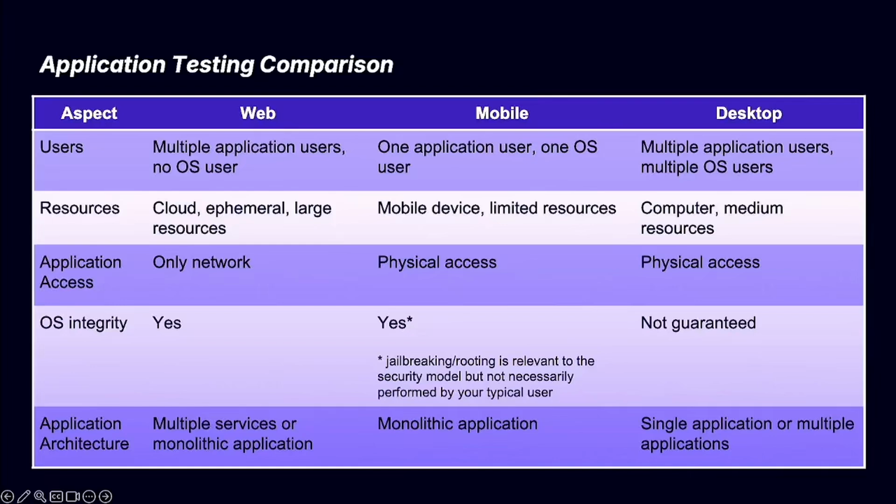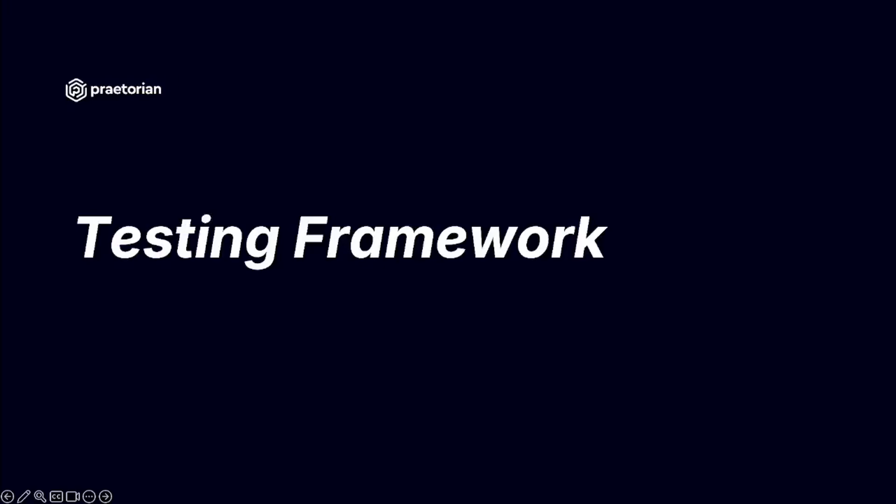In terms of access to those applications, for web, we will only have network access. For mobile and desktop, we will need physical access to either the mobile device or the computer to access the application. Finally, in terms of OS integrity, we consider that the web operating system and the mobile guarantee integrity, and the desktop application does not guarantee integrity. In terms of architecture, for web, we have multiple services or a monolithic application approach. In mobile, we will have a monolithic approach, and for desktop, we can have multiple applications running in parallel or a single application. So now let's dive in a little bit on this testing framework.